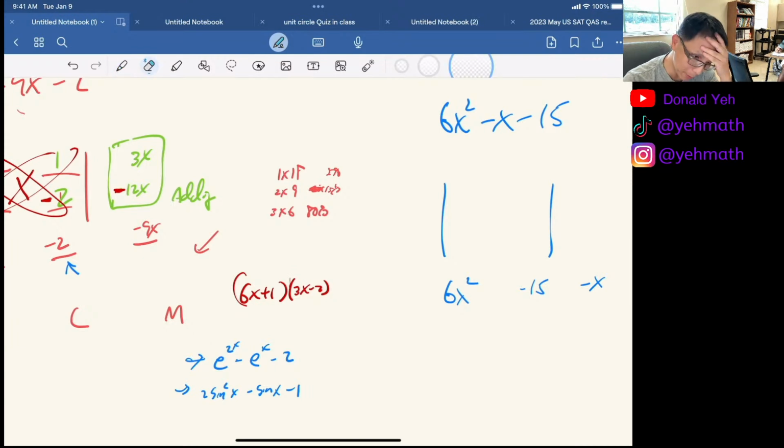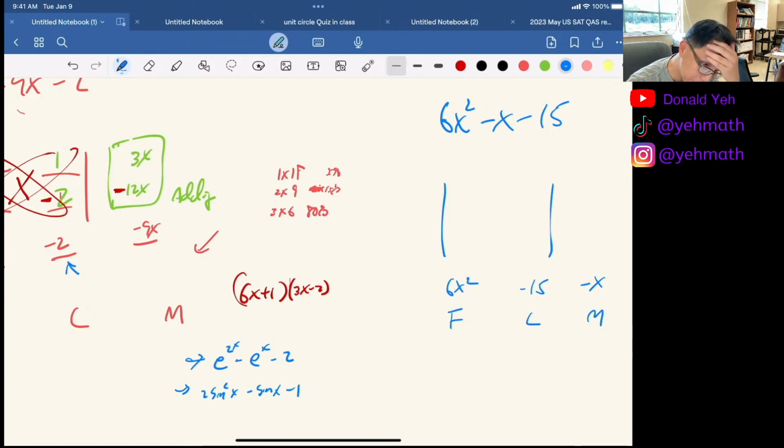So first, last, middle. I'm going to do 3x and 2x. Just think about what that is. Inside my head, I'm going to see if it works. I'm thinking about 3 and 5. If I place 3 here and 5 here, visually I can see that's 9x and 10x.